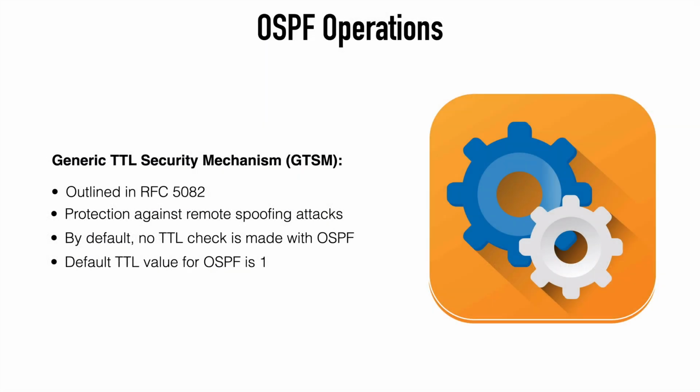Now let's discuss the generic TTL security mechanism, or GTSM. This is outlined in RFC 5082 as a way to protect against remote attacks where spoofing may take place. By default, when OSPF receives an LSA, there is no check made against the TTL value. And by default, we know that OSPF uses a TTL value of 1.